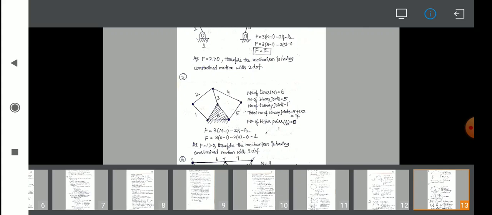So on substituting the values I am going to get the number of degrees of freedom, that is F, which is equal to 3, and it is greater than 0. Hence the mechanism is having, once again, a constrained motion with 3 degrees of freedom.